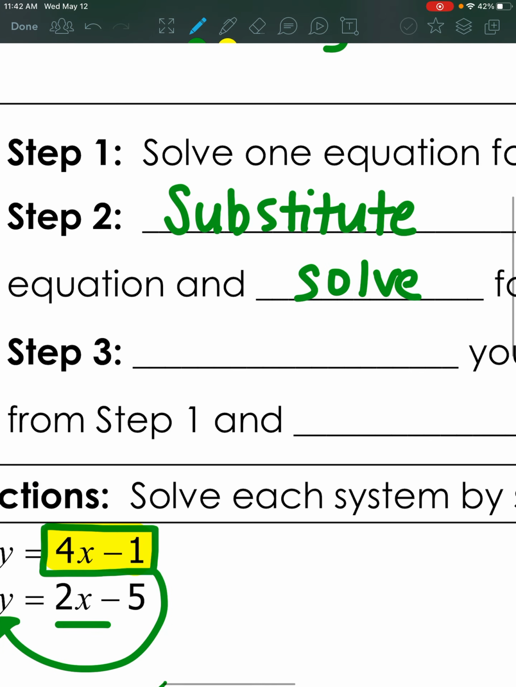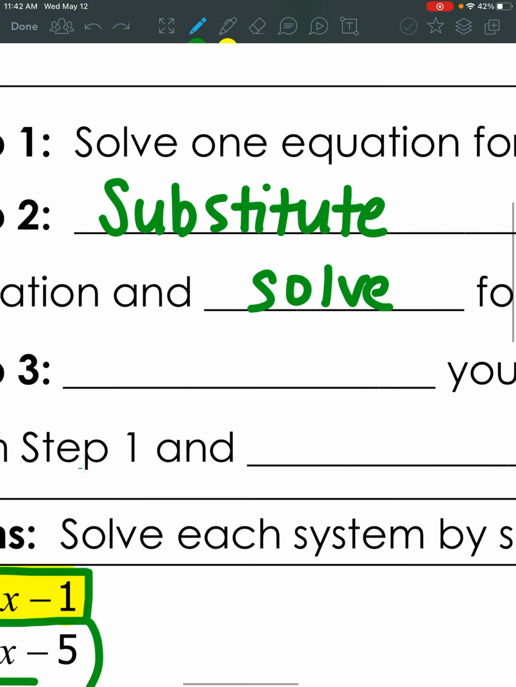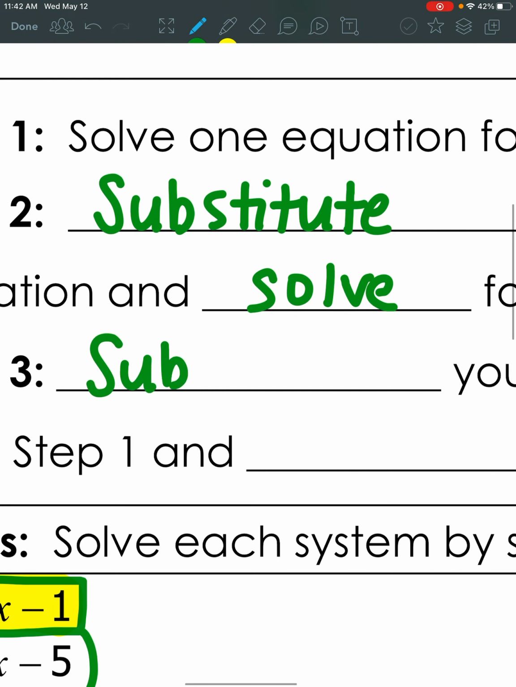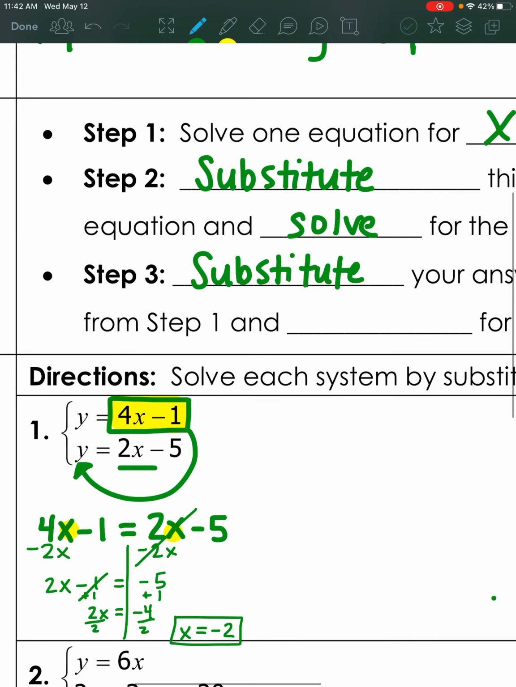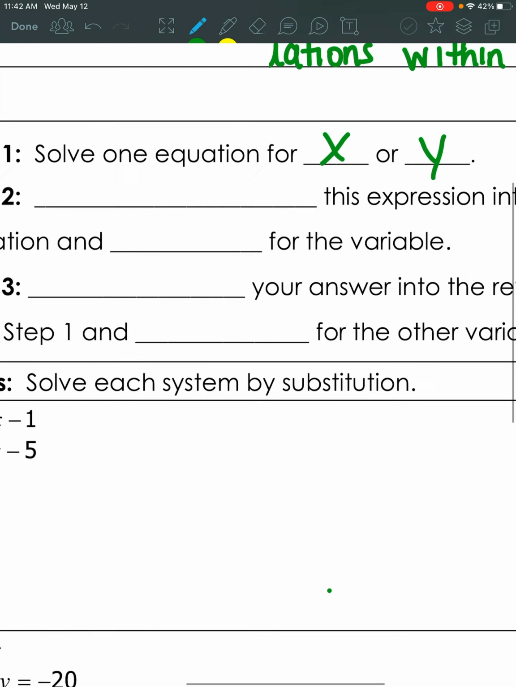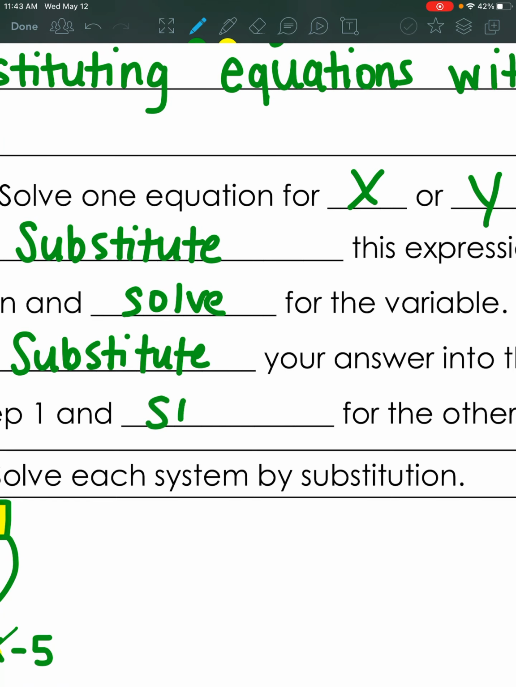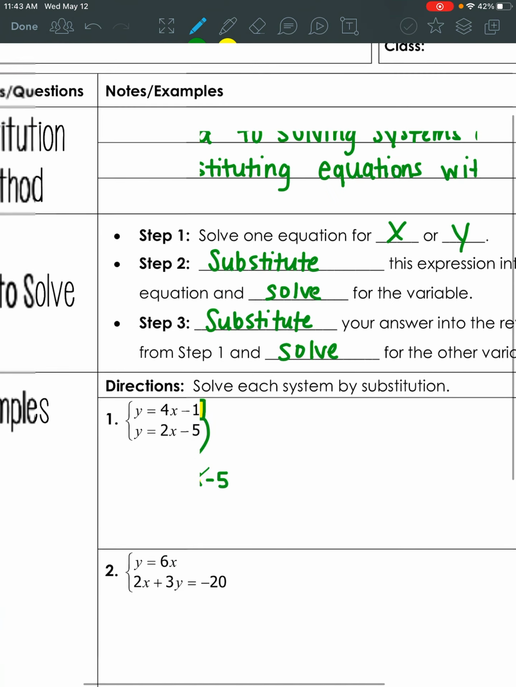Now that was step 2. After that, step 3 says we're going to substitute the variable that we just solved for. So I have the value of x. I know what that is. So I can take that value of x, substitute it into either equation, and then solve for y. So we're going to substitute your answer into the revised equation from step 1, and then solve for the other variable.